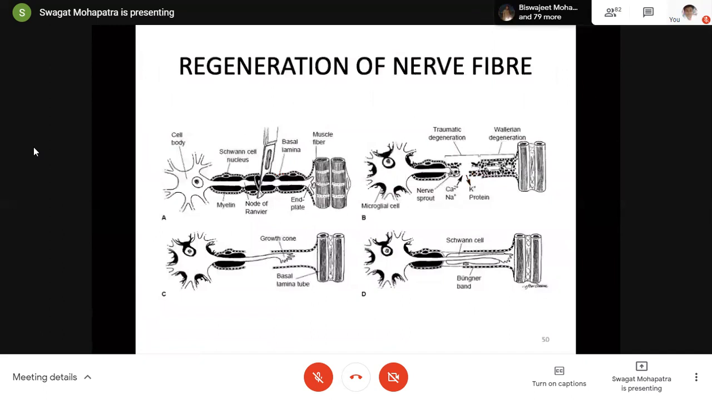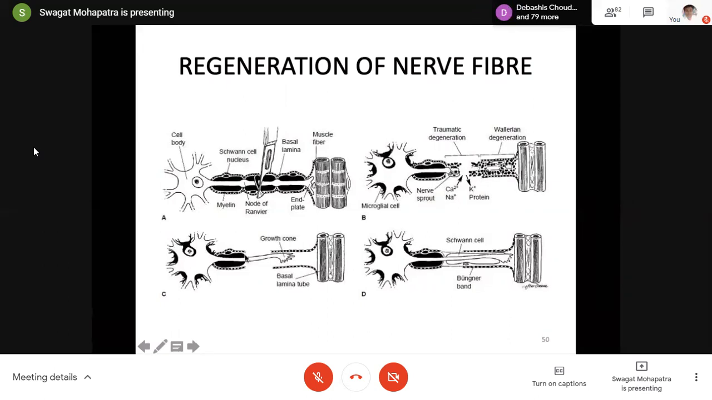Now this is a case of regeneration of nerve fiber. I had told you that if the cell body is destroyed, then there is no chance of regeneration of a nerve fiber. But if the axon is destroyed, suppose here you are cutting the axon, in the second phase a nerve sprout will be formed. Then the portions which are already destroyed will be degenerated by traumatic degeneration and Wallerian degeneration.